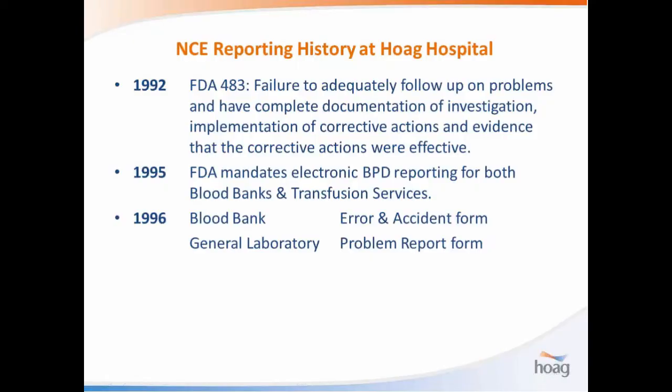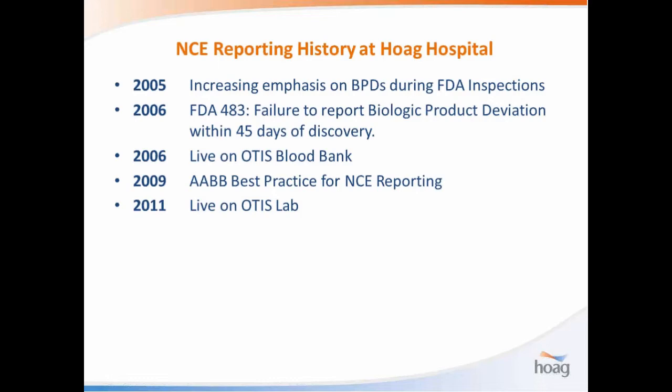Okay, what's our history with NCE reporting or blood product deviation reporting at Hoag Hospital? In 1992, we received an FDA 483 for not doing a good job of following up on problems and documenting our investigations of blood product deviation reports and ensuring that the corrective actions were effective. In 1995, as you probably know, the FDA mandated electronic blood product deviation reporting for both blood banks and transfusion services. So in 1996, we developed a paper error and accident form in the blood bank and a paper problem report form in the general laboratory.